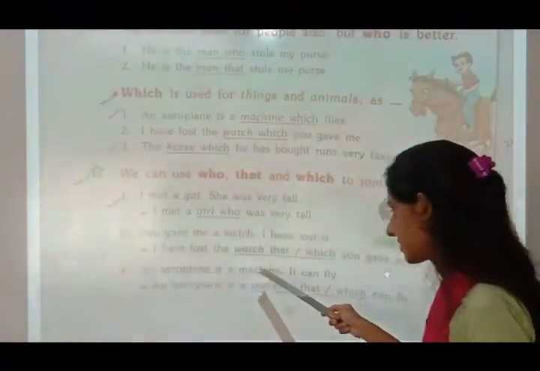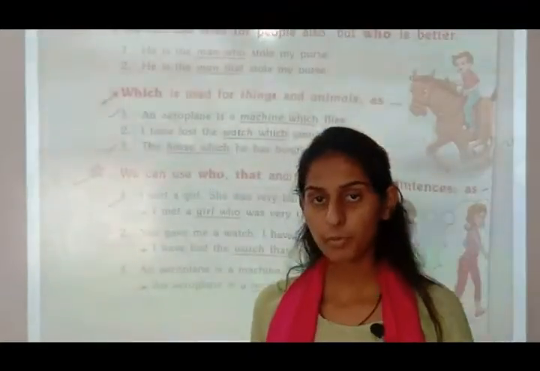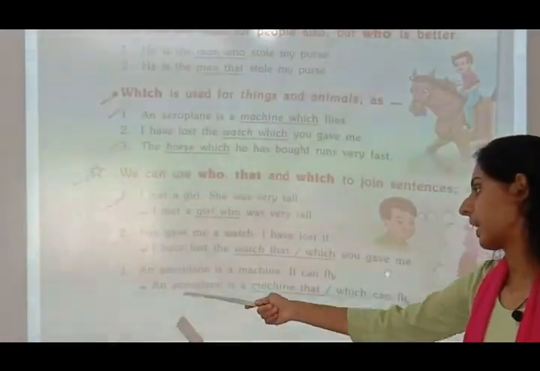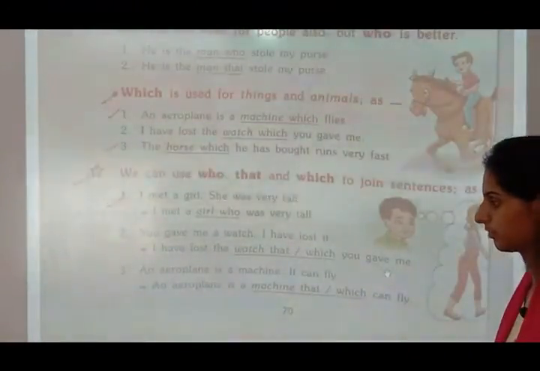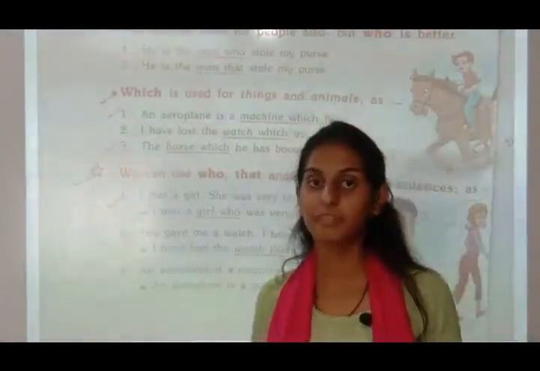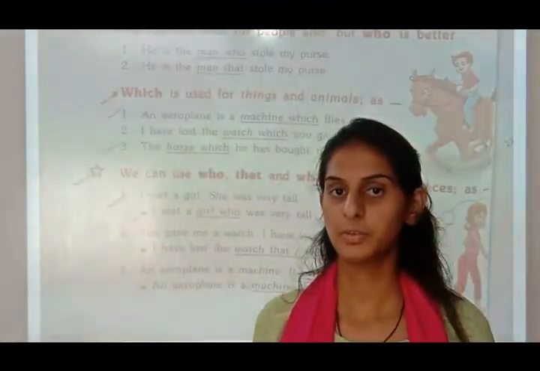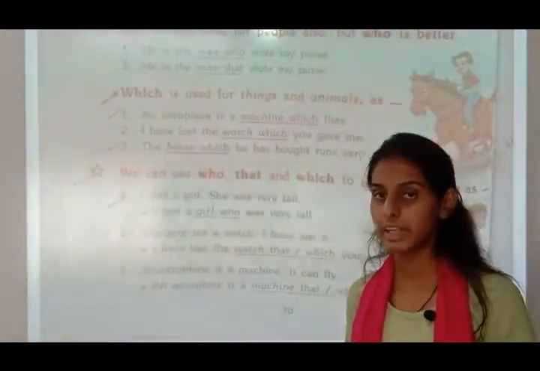Now an aeroplane is a machine. It can fly. We are talking about a machine, which means we are talking about a thing. So what will we use? An aeroplane is a machine that or which can fly. So we have to remember that for a person we will use who, for any animal or thing we will use which, and we can use that also with a thing.